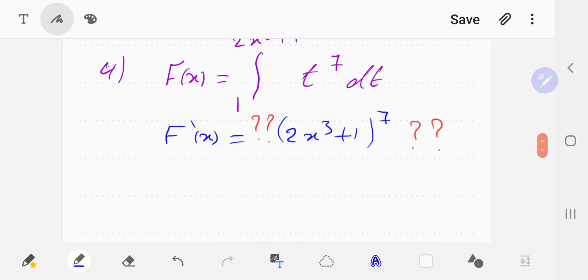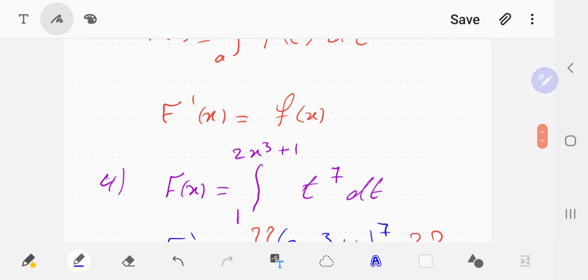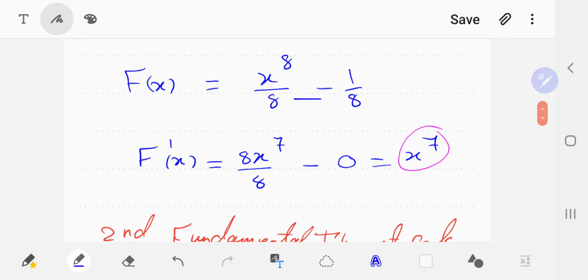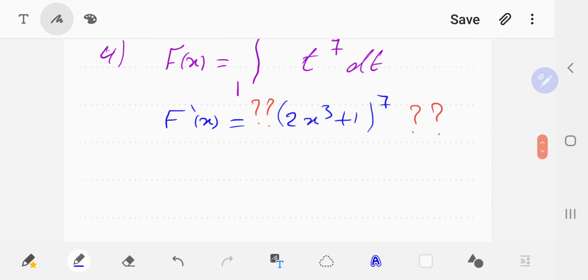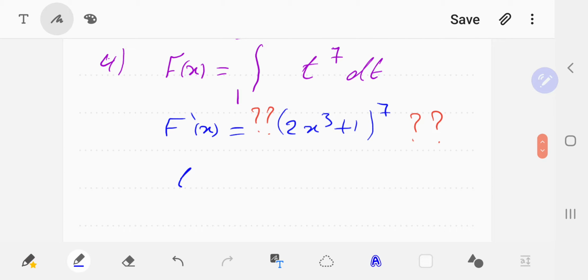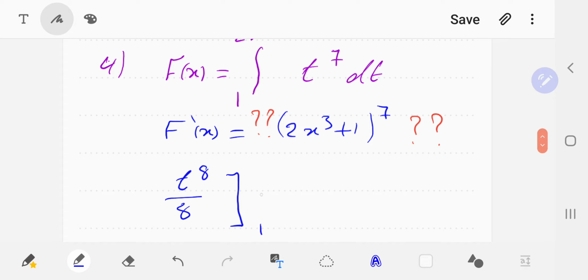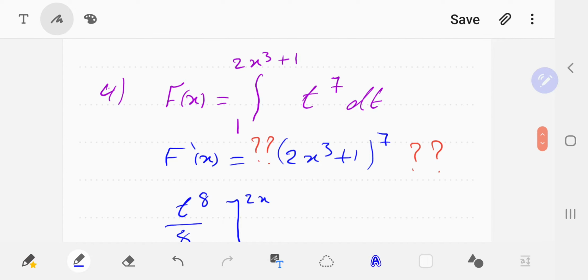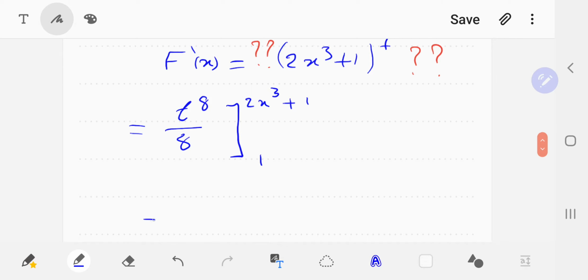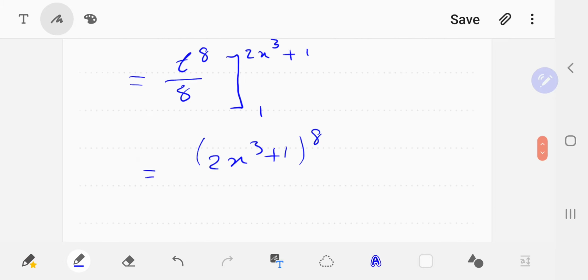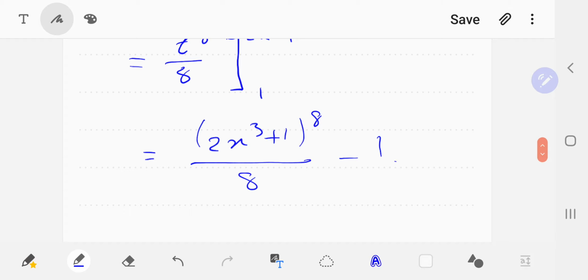So let's go through the integration and do it. We already did the integration. It's t to the power of 8 over 8. So I'm gonna jump to that step. So this means we have t to the power of 8 over 8 from 1 to 2x cubed plus 1. Substitute. This will give you 2x cubed plus 1 all to the power of 8 over 8 minus 1 over 8. That's your capital F of x.